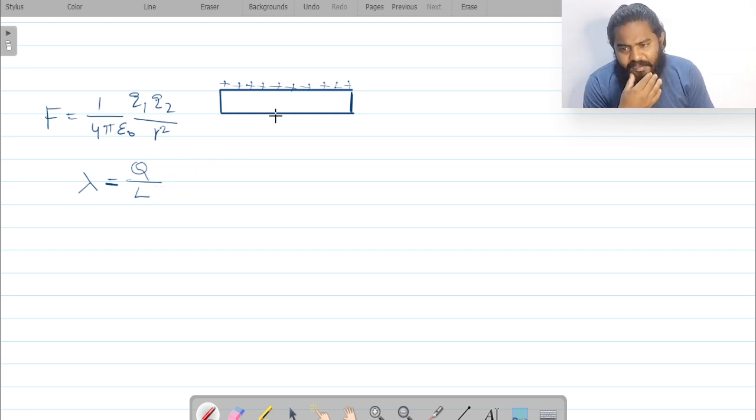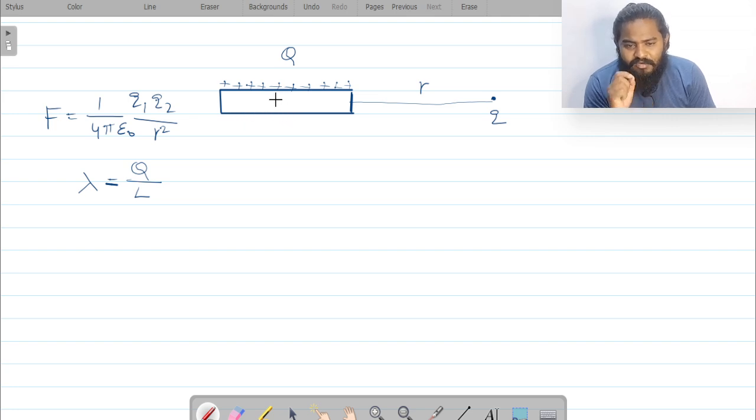So I'll take a small charge q at this point, and the charge on this rod is capital Q, and I have taken a small charge q here. Now the distance between these two is R, right? Now the question is, what is the repulsive force between these two objects? This is what the question will be.